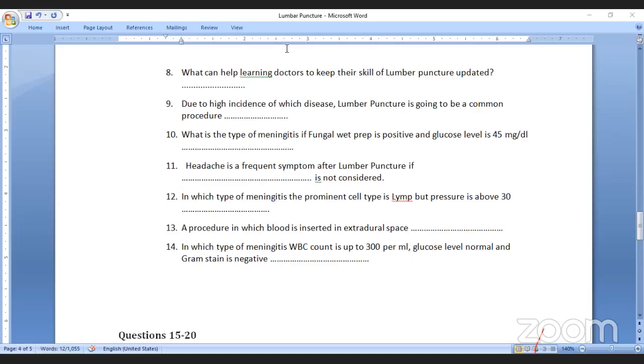Somebody is asking in the chat, because in bacterial types it is polymorphonuclear. Okay. But here I have said not lymphocyte. So when I'm saying not lymphocyte, it means it could be something else, not lymphocyte. Okay. So where can we find the answer: a procedure in which blood is inserted in extradural space.